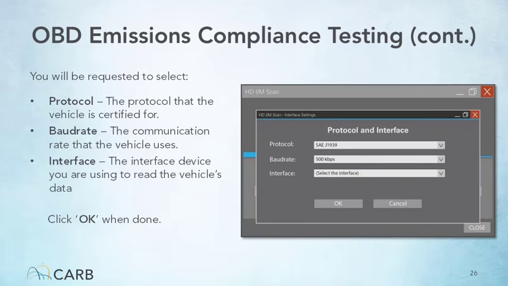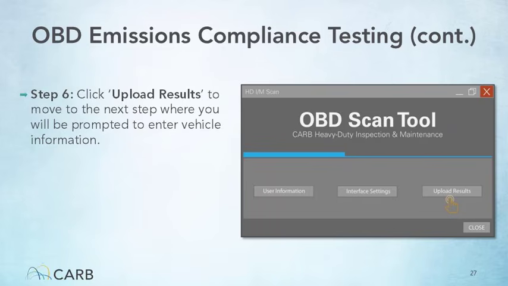We will now use the pull-down menu to select the applicable SAE communication protocol for the engine, either the SAE J1939 or the SAE J1979 protocol. Enter the correct baud rate, either 250 or 500 kilobits per second, and finally, select the name of the interface device you are using to connect to the vehicle. Click OK when done. When this menu appears, click Upload Results.